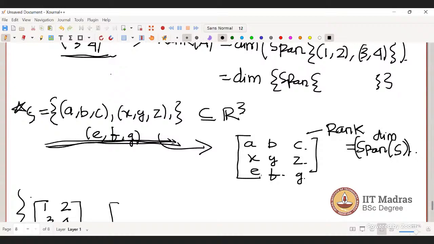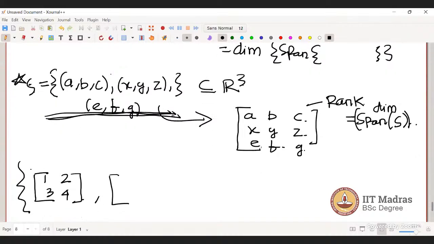So in the A, B, C, X, Y, Z case, there is no specific value of A, B, C, D, E, F, G, so I cannot say anything. They can be anything. The rank can be 1, right? This can be 0, 0, 0, 0, 0. Yeah, correct. In that case, the rank is 0. Okay. This can be 1, 0, 0, 0, 1, 0, 0, 0, 1. In that case, the rank is 3.